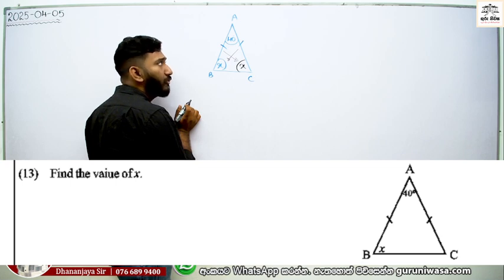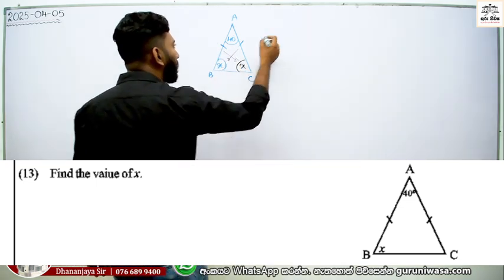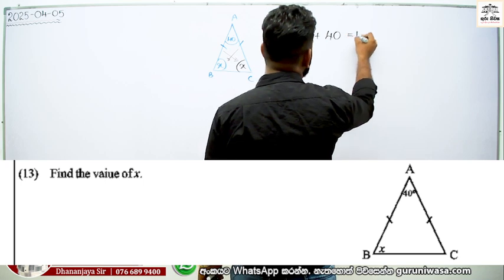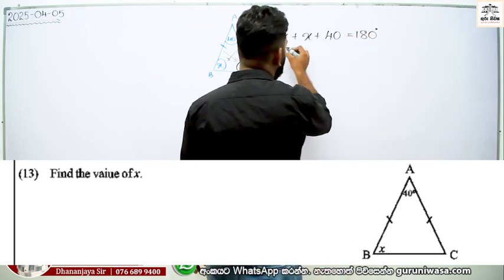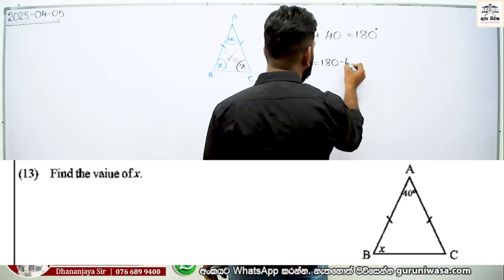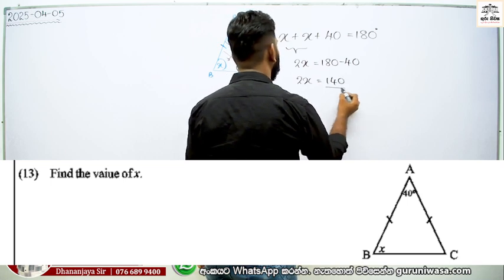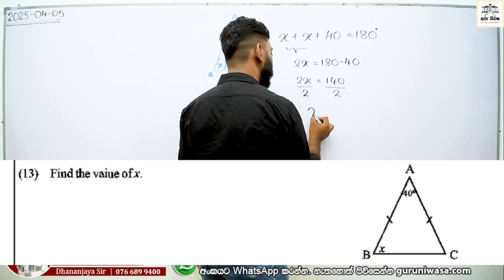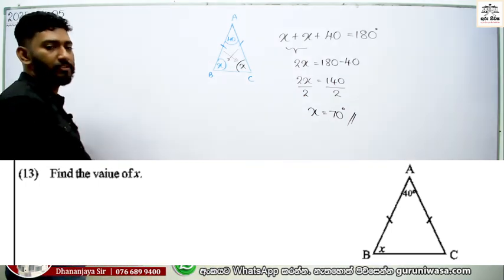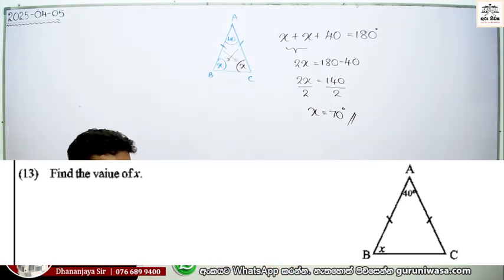Now what to do? You know the sum of all three angles is 180. Now you can write x plus x plus 40 is equal to 180 degrees. Now 2x equals 180 minus 40. Then 2x equals 140. Then you can divide by 2. Finally x becomes 70 degrees. 70 degrees.